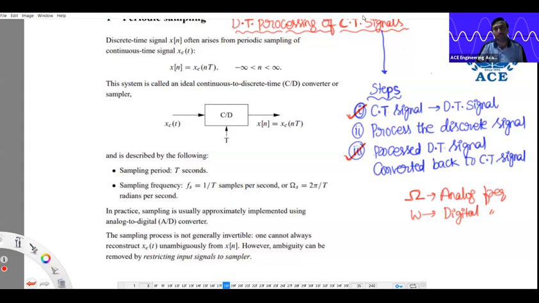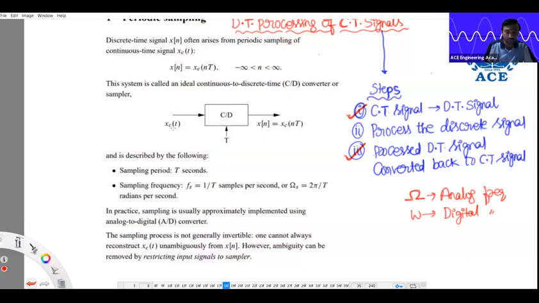We know a discrete signal can be obtained by using a sampler that opens and closes the switch for every Ts seconds. In the coming slides, either I use T or Ts, both correspond to the sampling period only. Either use capital T symbol or Ts. So an ideal continuous to discrete time converter, what does it contain?